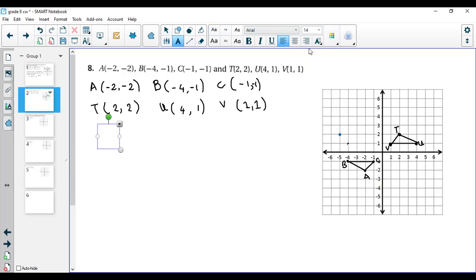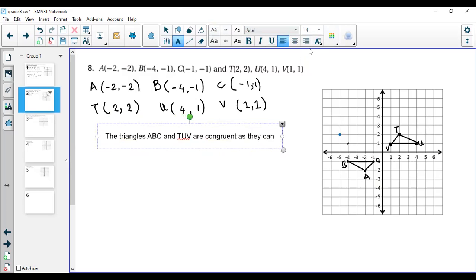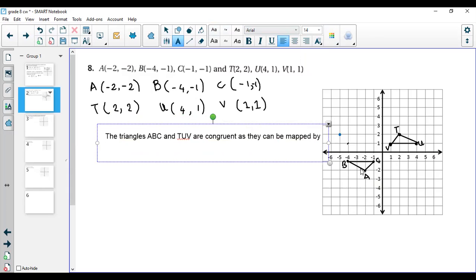Type that. Okay. The triangles ABC and TUV are congruent as they can be mapped. Now, mapped by, you need to know which transformation. What kind of transformation is applied? Definitely not dilation because they are of the same size.